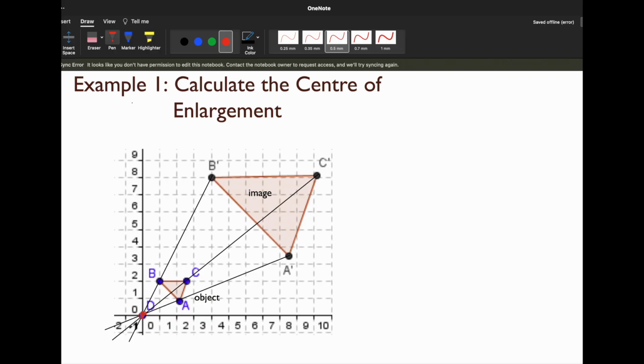So what is my center of enlargement therefore? 0, 0. So my center of enlargement is the origin. Does that make sense, guys? Yeah. No, it doesn't have to be the origin. In this case, it is the origin just by chance, right? But it does not have to be the origin.